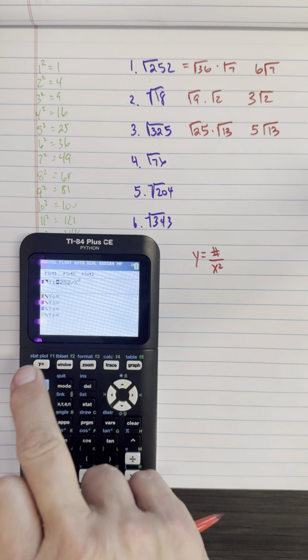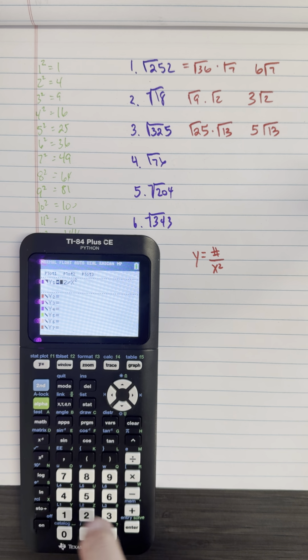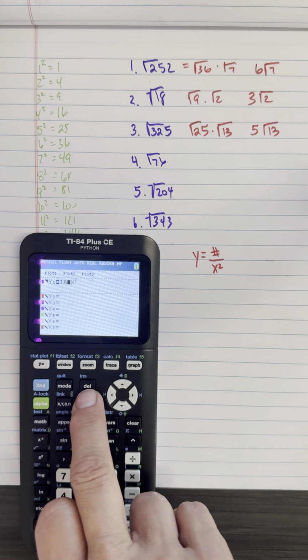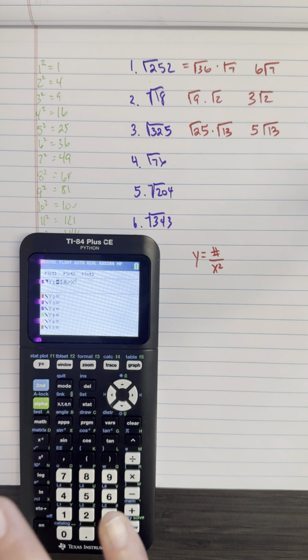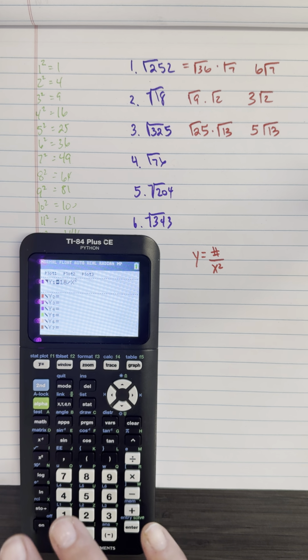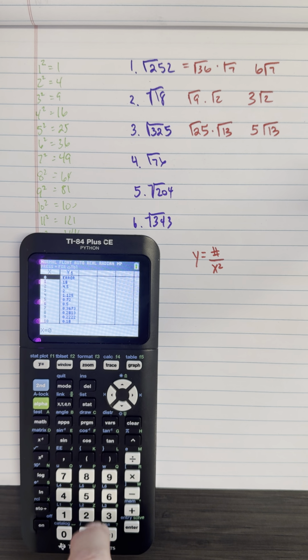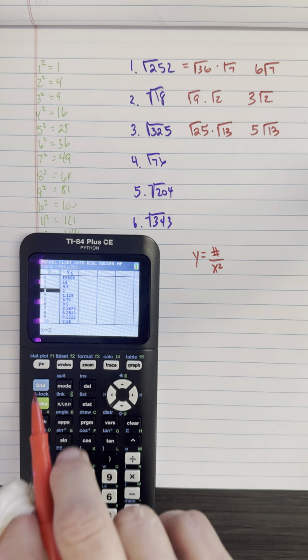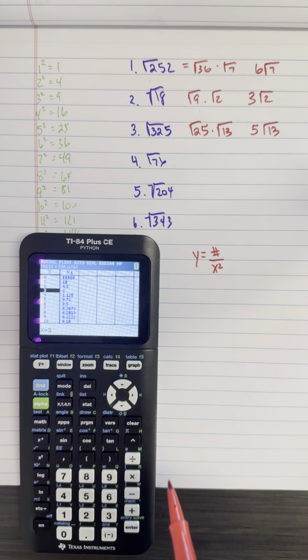So let's look at 18. Delete 18, and notice above delete is insert. So if you need to make it 3 instead of deleting the whole thing and retyping. So you have 3 and 2. So 3 on the square root of 2.